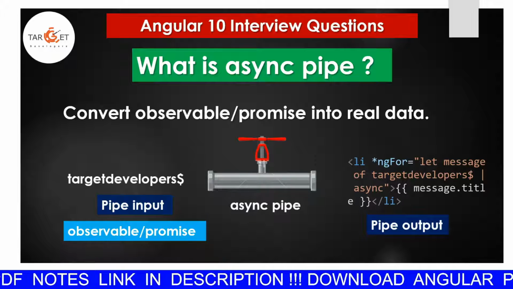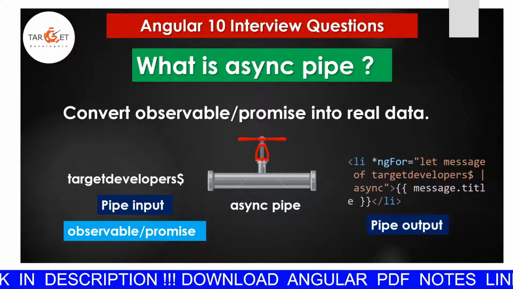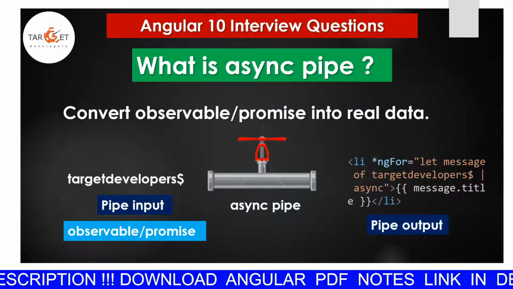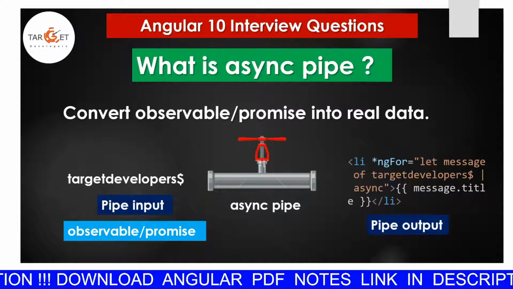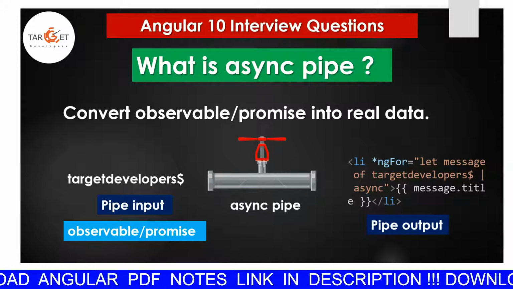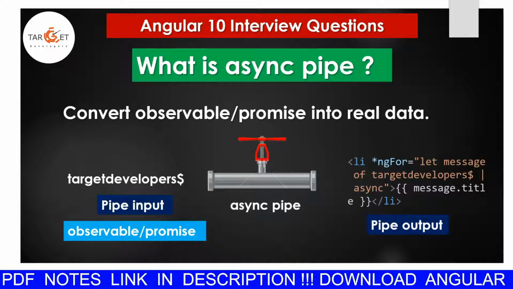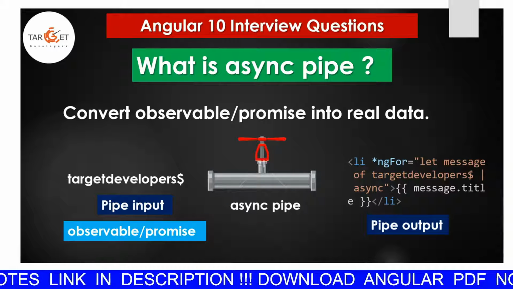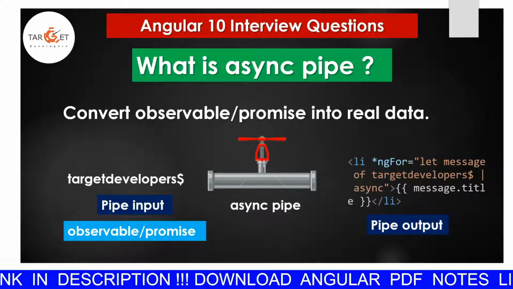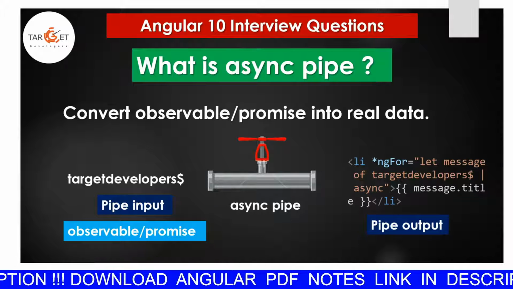So like ngFor is the directive, guys, like let message of target developers. And we apply async pipe. So message of means we are fetching one by one object from the observable message and then we convert it with async pipe. We get real data in message.title. So we print every data in the li format. Okay guys, this is the pipe output. This is how async pipe works, guys.